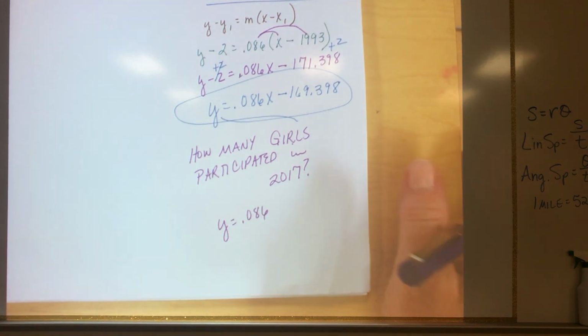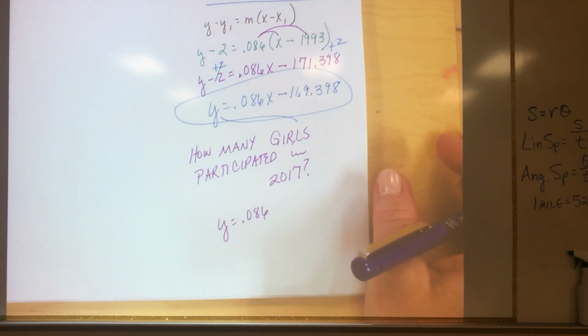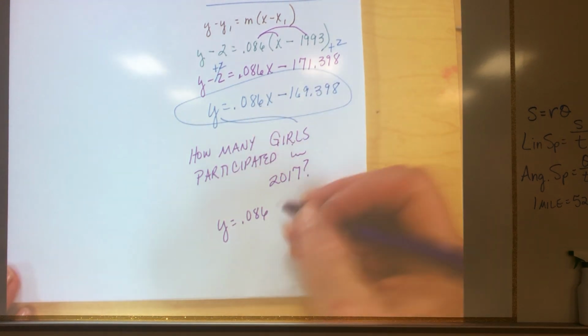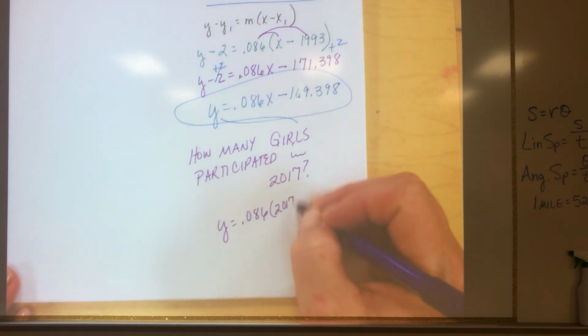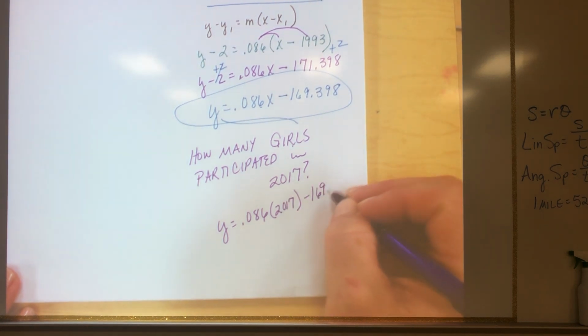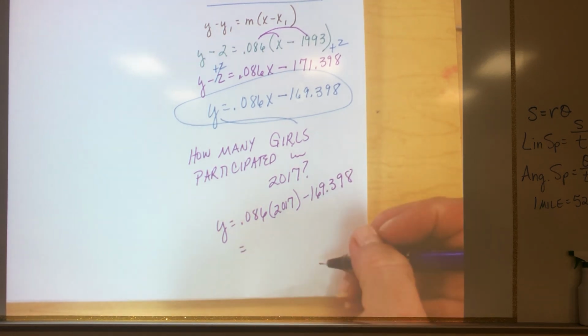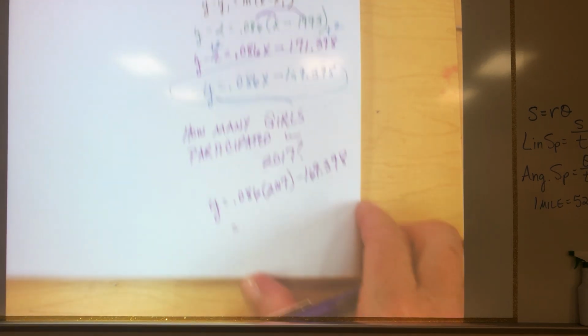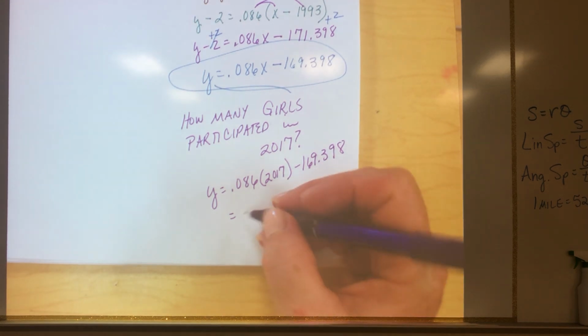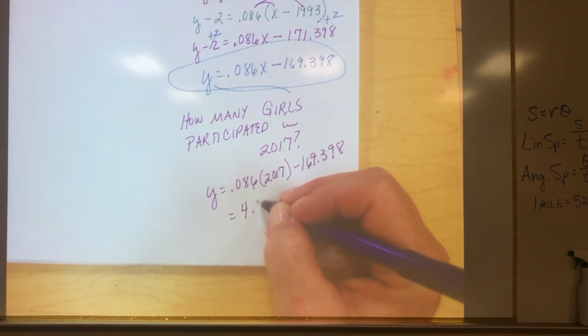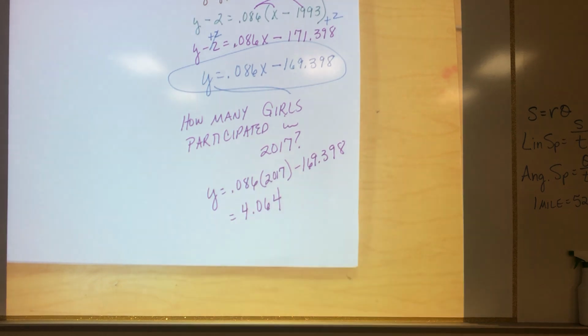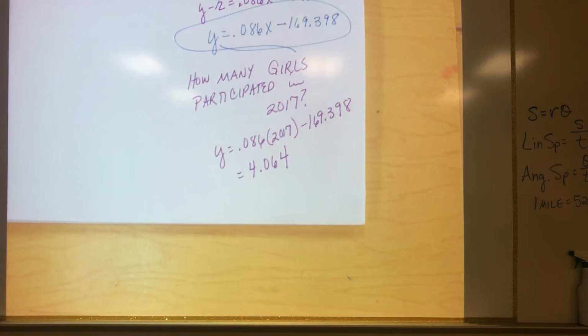What did y'all do? Okay, plug in 2017 for X. Calculator, right? Is that what y'all got? Yeah? Good answer?